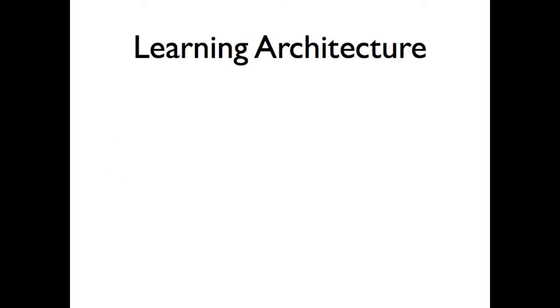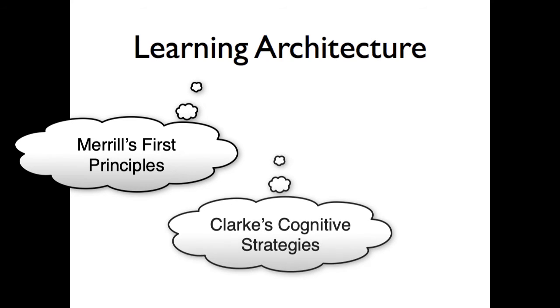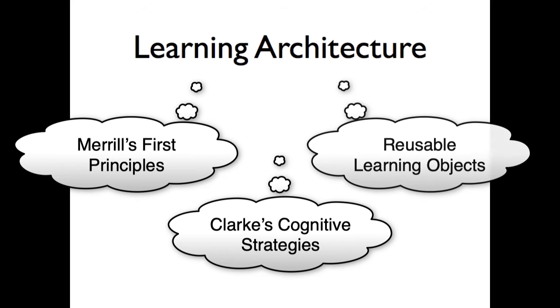When building a model and making decisions, designers tend to look at this through a particular lens. In this module, I'm going to be talking about three lenses: Merrill's first principles, Clark's cognitive strategies, and reusable learning objects. Each of these will be covered in separate videos. However, there are other lenses out there that you may want to look into more deeply.